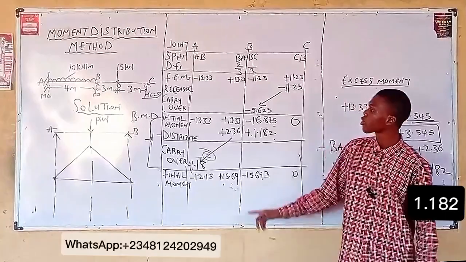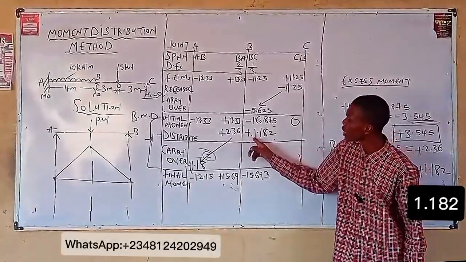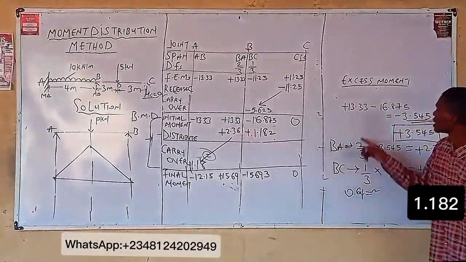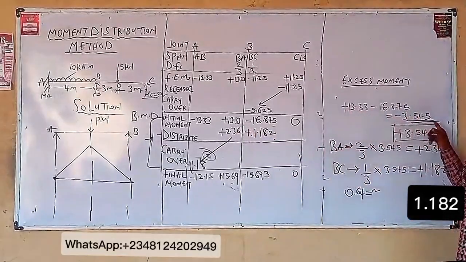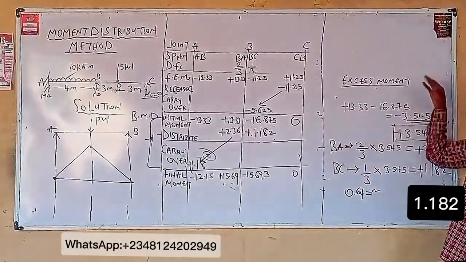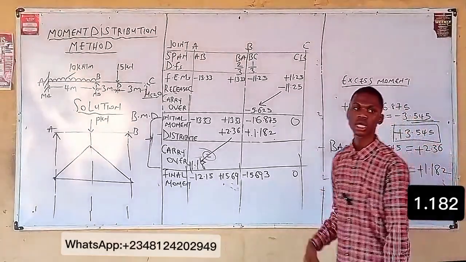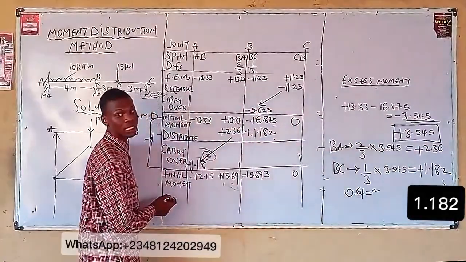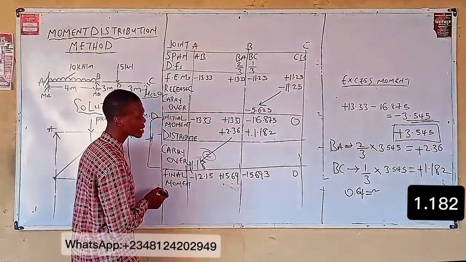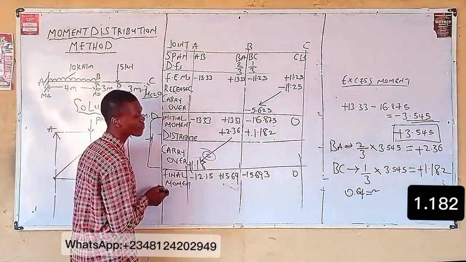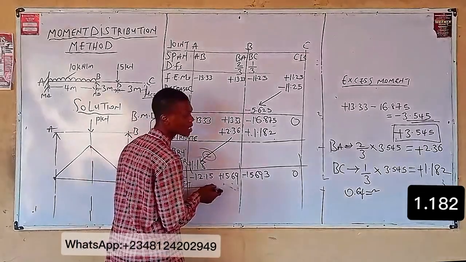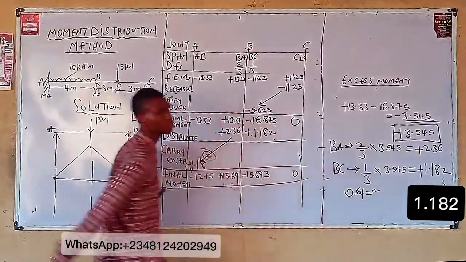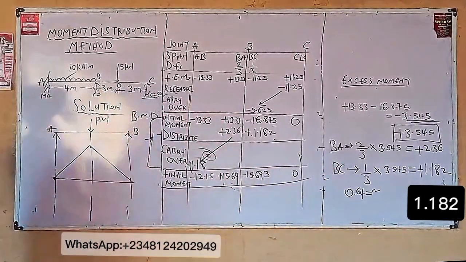0. Compared to what we did initially, from this place, I'm having what? Negative 3.545. So excess moment. That's why I have to distribute. Meaning that for this beam, I've calculated the fixed end moments, I've calculated the moment at each support.